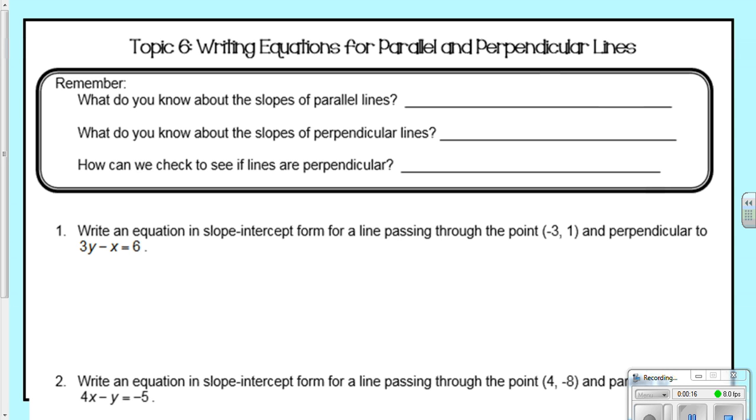lines and their slopes. I am a little bit sick, so if I'm sneezing in this video, I'm sorry. I'll try to sneeze away from my microphone.